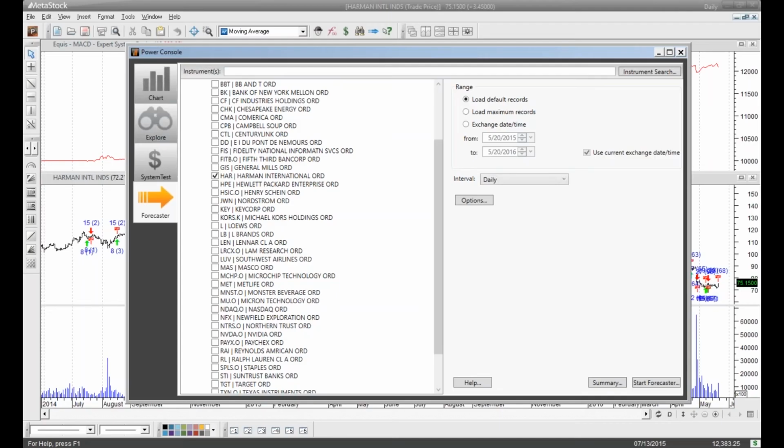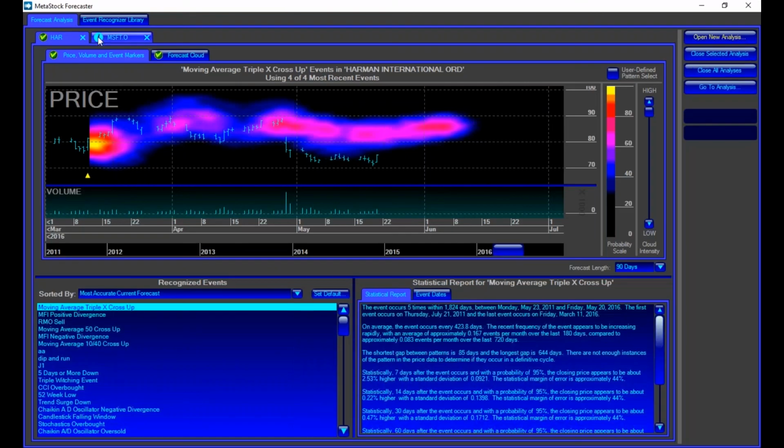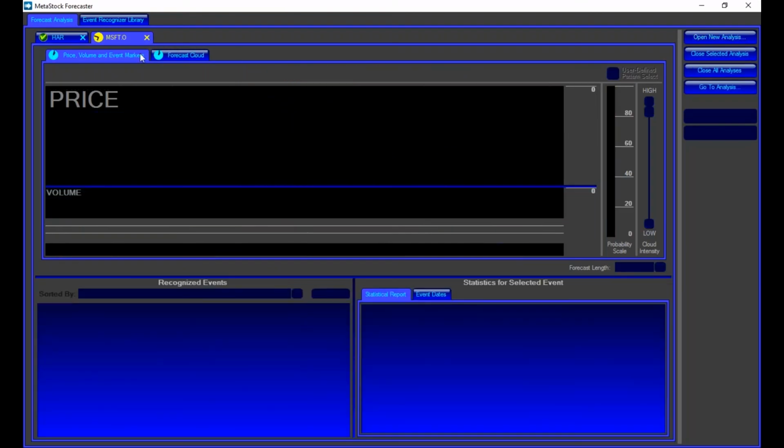Let's take a look at a new instrument. Let's take a look at Microsoft, one of the big ones that most people trade. Take a look at that forecast. Scroll over here. Now, one of the things that we implemented in MetaStock 14, one of the really exciting things in the forecaster actually, was the ability to create your own patterns.